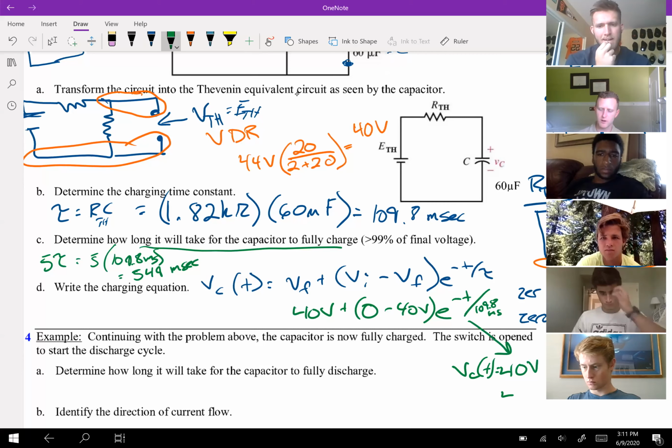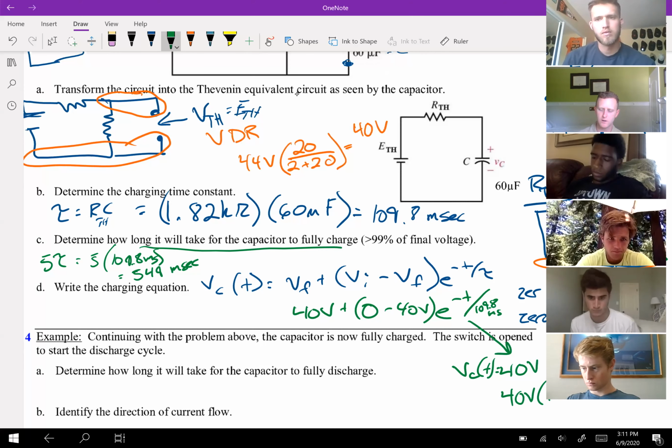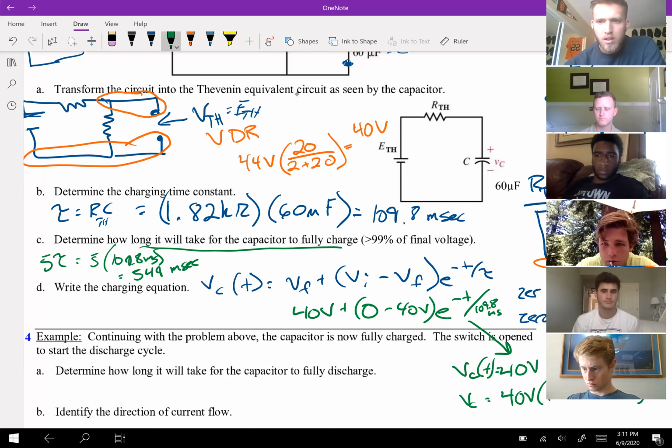You could leave it like this, but another way to write it is 40 volts. And this is just 1, right? I pulled 40 volts out, I pull the 40 volts out, and I get 1 minus e to the negative t over 109.8 milliseconds. Sir, will there ever be an exception to the 5 tau rule?